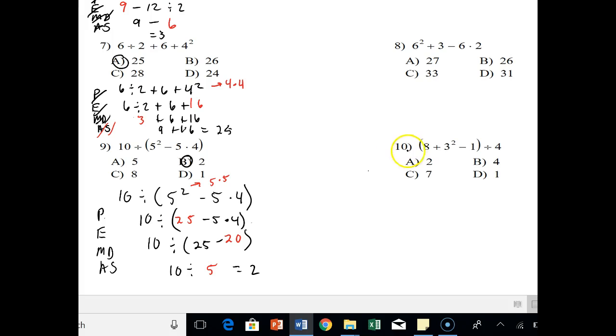All right, so on number 10, try and show the work that I showed there on number 9. That's it. Call me if you have questions.